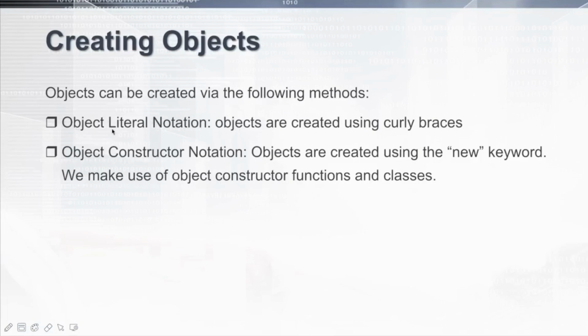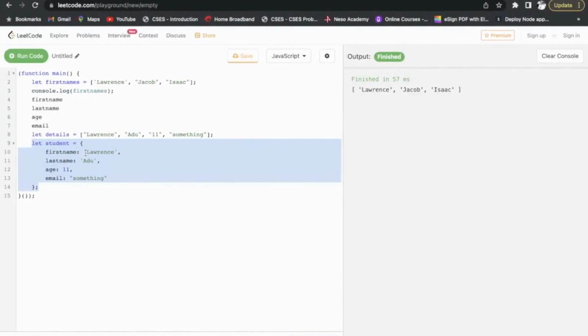We have the object literal notation. Using this notation, objects are created using curly braces. That's the method we use here. So this is the object literal notation method. Using this method, you have the name of the object here, and we have curly braces, and in the curly braces you provide the key value pairs, depending on the data you are dealing with.